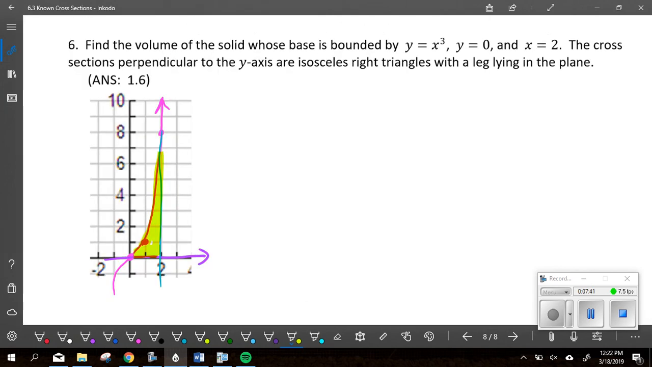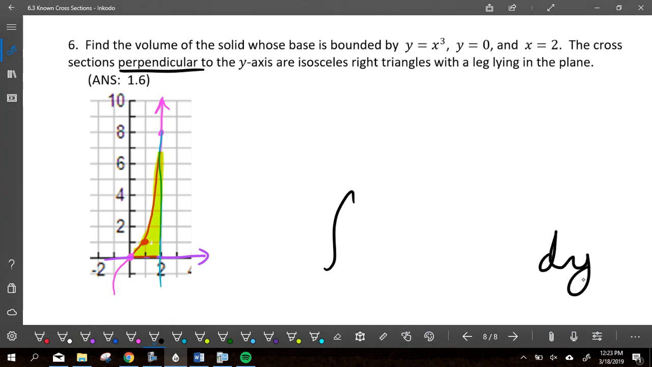The cross sections are perpendicular to the y-axis. Show me with your arm. What does perpendicular to the y-axis look like? This is y-axis. We are stacking on the y-axis. When you hear perpendicular to the y-axis, think stacking on the y-axis. So when I integrate, because that's how you find volume, you integrate area. You're stacking on the y-axis. So this is a dy problem because I'm stacking on the y-axis.